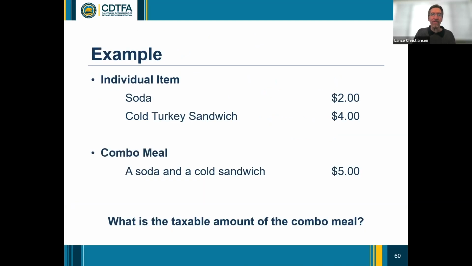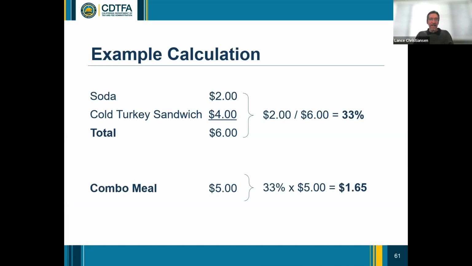How do you do that? Well, think what it would be if you sold them separately. A soda is $2, turkey sandwich $4, but you do a combo meal, give them a break, take $1 off that. What would be the taxable amount? Here's how you figure that out. If you weren't doing the combo meal, that total would be $6 for those two items.